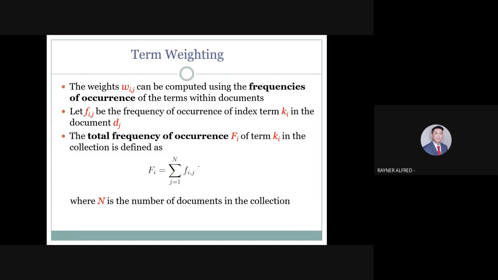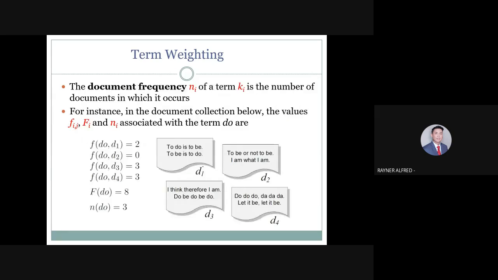For example, we are looking at how many times this keyword F exists in the document. So this N refers to the number of documents that we have. And this is the total number of frequency of occurrence for term Ki. This is a simple example that shows the frequency of each of the terms that we have in each document.